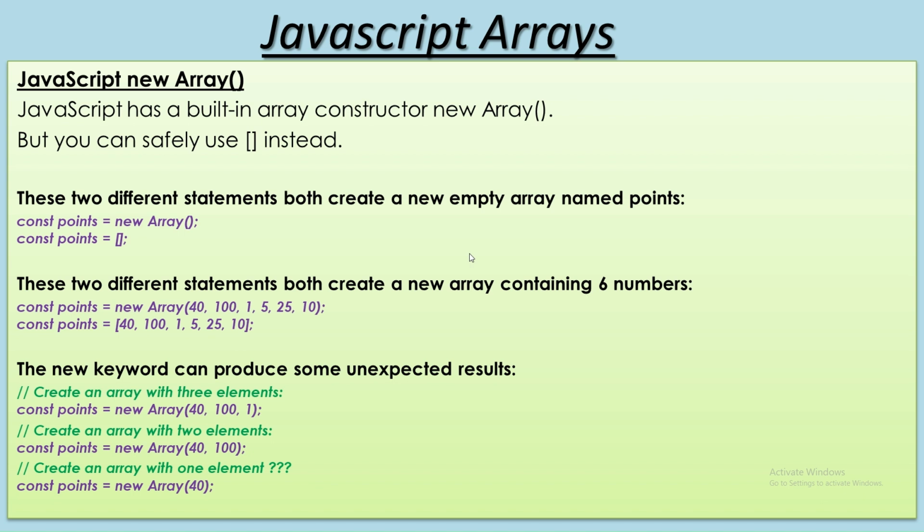The new keyword can produce some unexpected results, where this one will create an array with 3 elements: const points = new Array with 3 elements, and if we want 2 elements then we assign 2 values, and if we want 1 element and we provide just 1 value in this way, where const points = new Array(40), this can return an error, a common error.